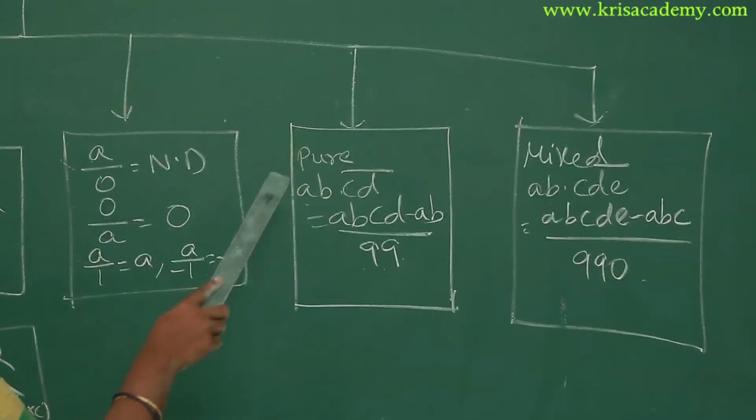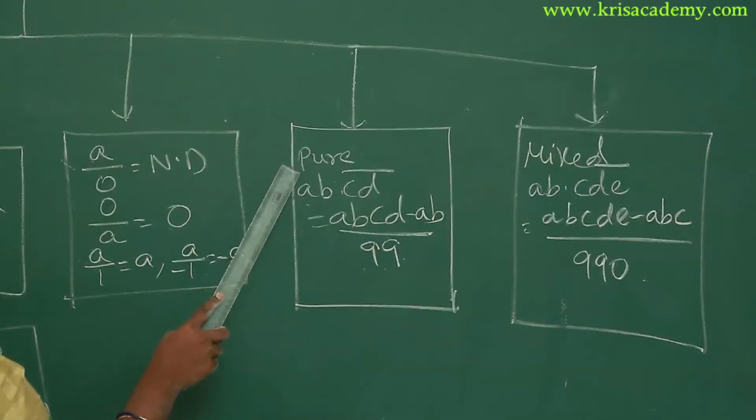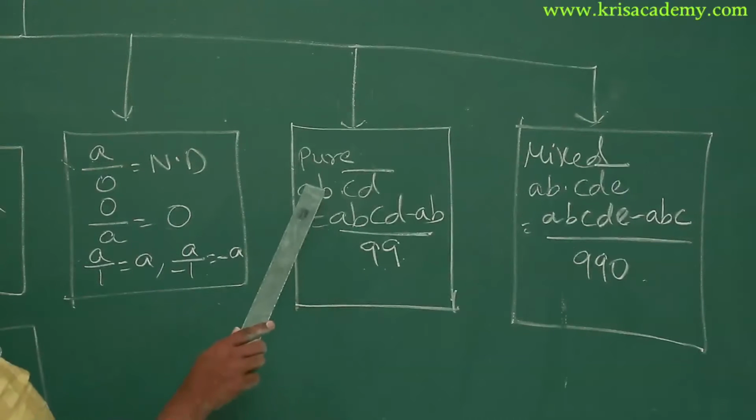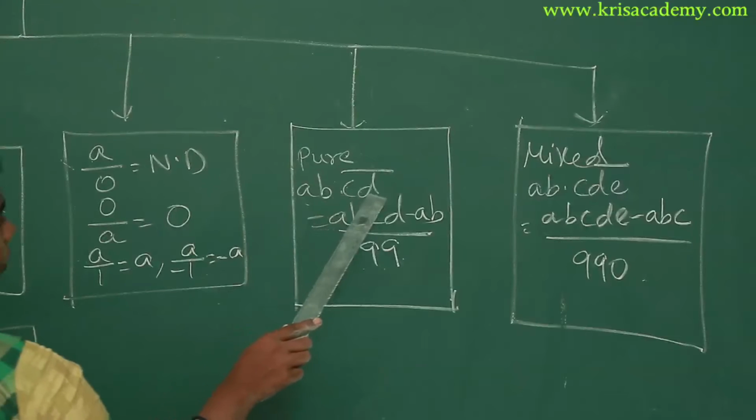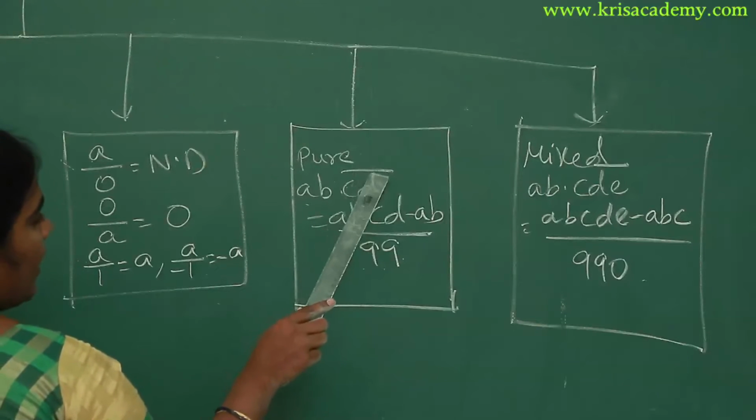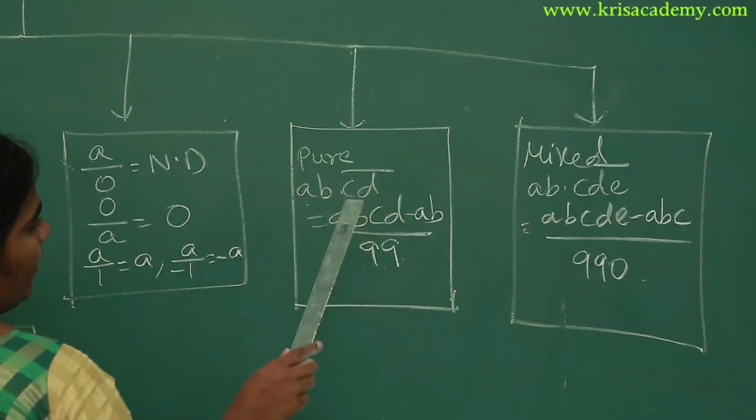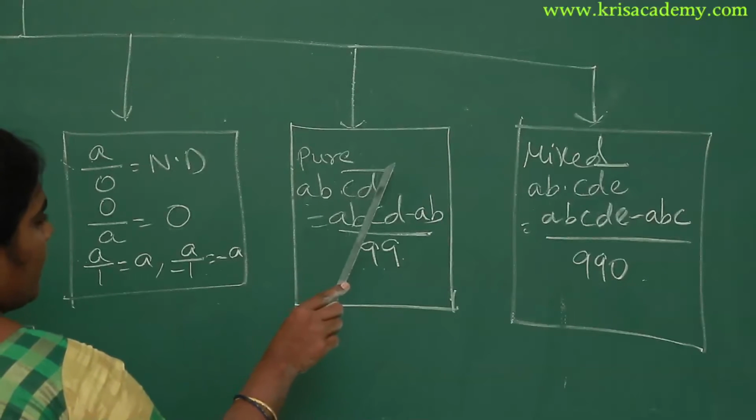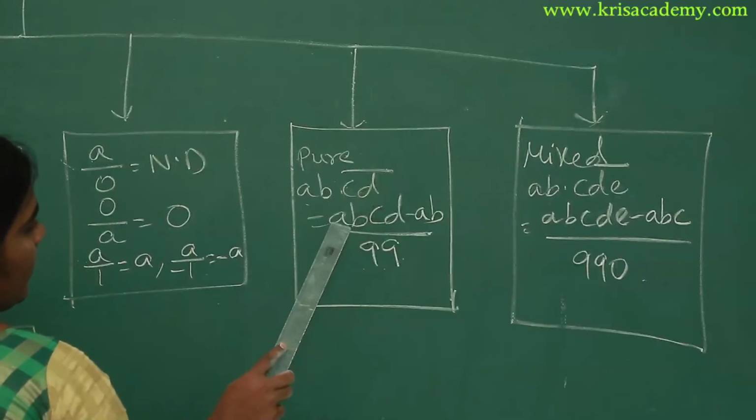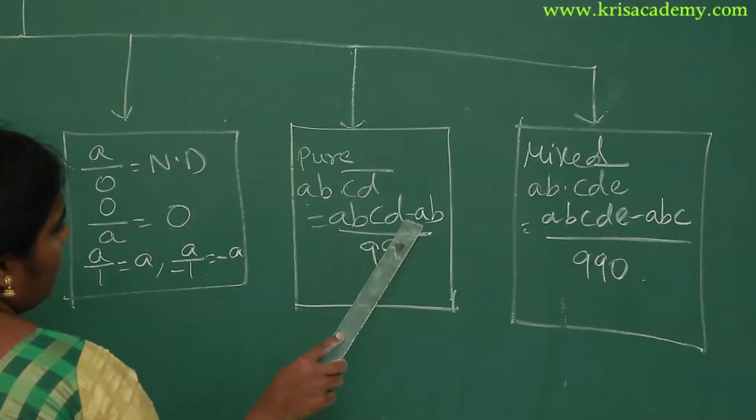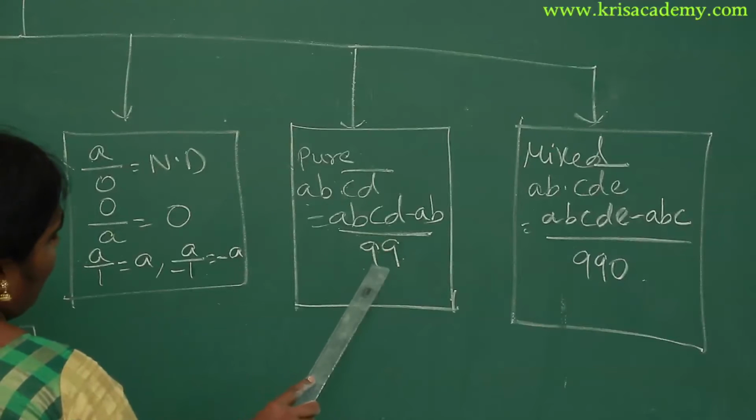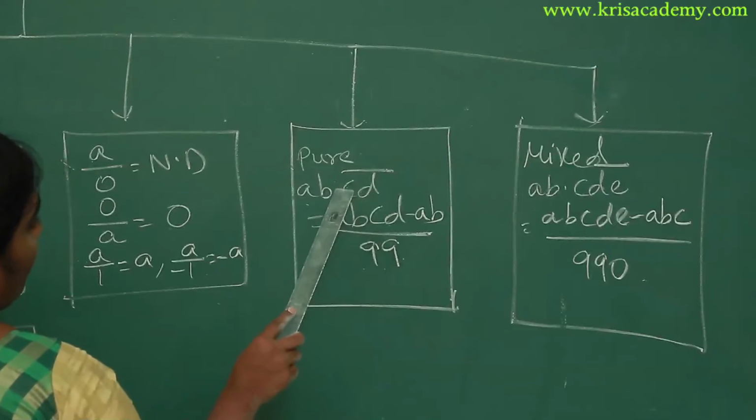Next comes to pure non-terminating decimal. Non-terminating means it will continuously repeat. So after decimal we have 2 digits are repeating. Bar indicates the number of times it repeats. So after decimal we have 2 values. So these 2 values are repeating continuously. So formula is ABCD minus before decimal AB by 99. This 99 is coming from after decimal.